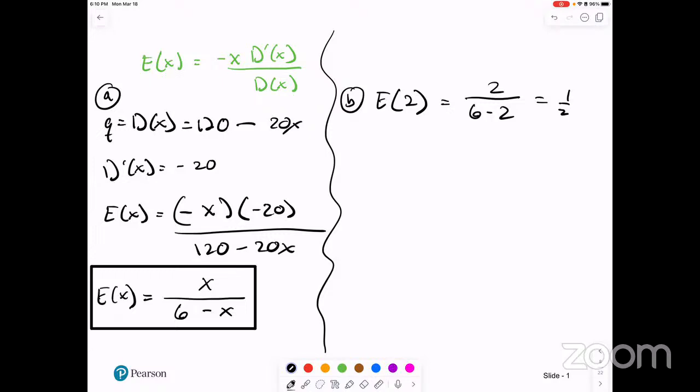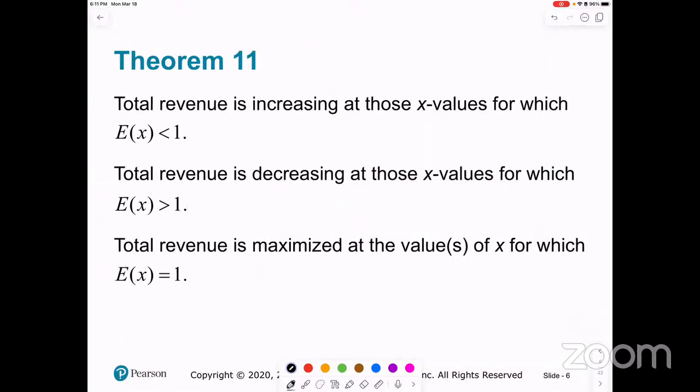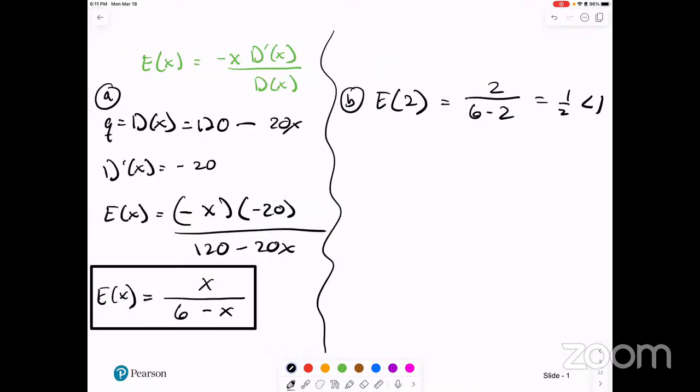So notice that the elasticity is less than 1. So that implies, when x is 2, what do we say? I think the revenue is increasing. I think that's what we said. If the elasticity is less than 1, the total revenue is increasing. So that implies that the total revenue is increasing when, I'm going to just do this instead, when x is equal to 2.